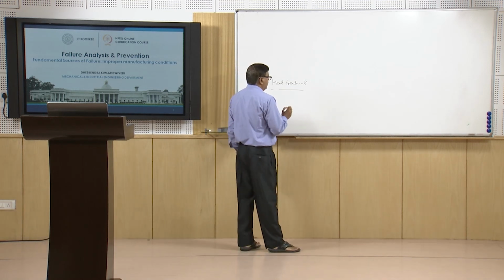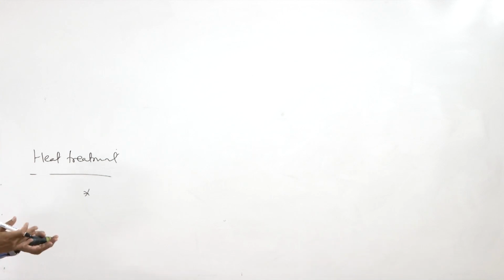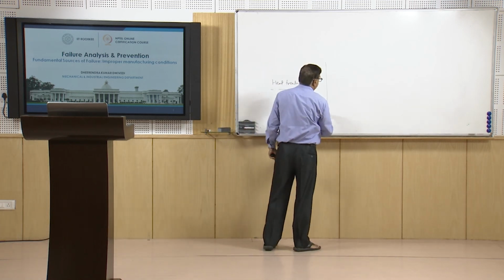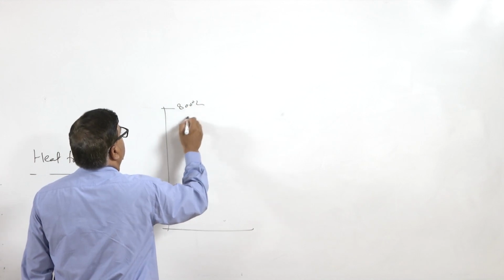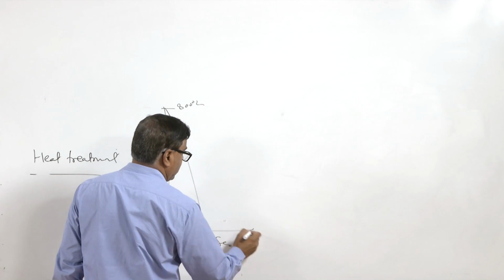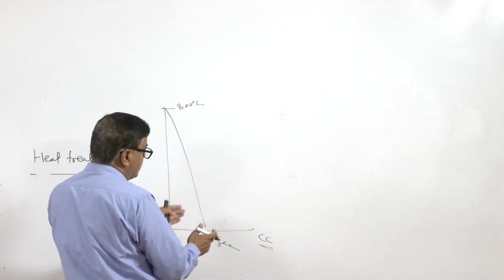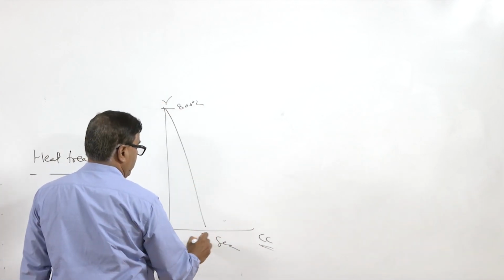Similarly, as I have said, another way by which failure of a component due to improper heat treatment conditions can take place is thermal shock. For heat treatment purposes, normally from 800 and above degrees centigrade, we have to cool it very fast, in seconds. Like in the CCT diagram, if we see, if too high a cooling rate is applied, then it will lead to austenite transformation into martensite.